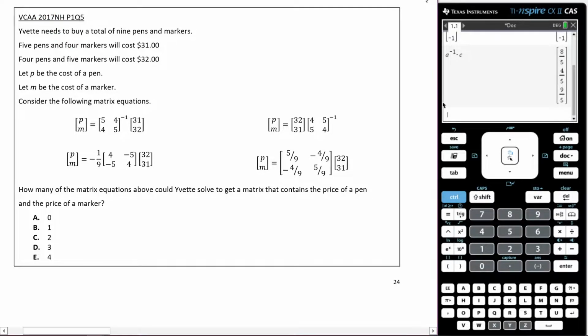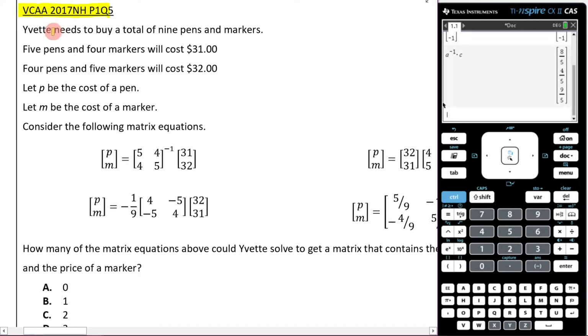We're going to answer this question before us. It's taken from VCAA 2017, Northern Hemisphere, Paper 1, Question 5. It says, Yvette needs to buy a total of 9 pens and markers. 5 pens and 4 markers will cost $31, and 4 pens and 5 markers will cost $32. Let P be the cost of the pen and let M be the cost of the marker. Consider the following matrix equations.